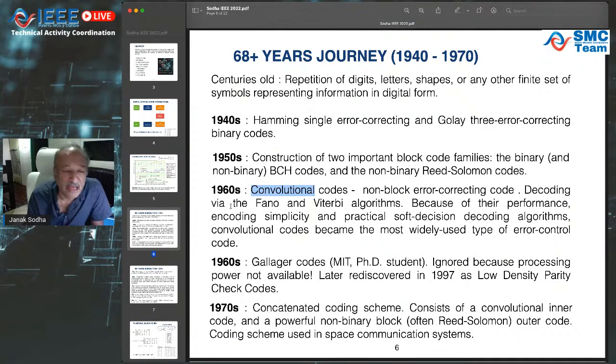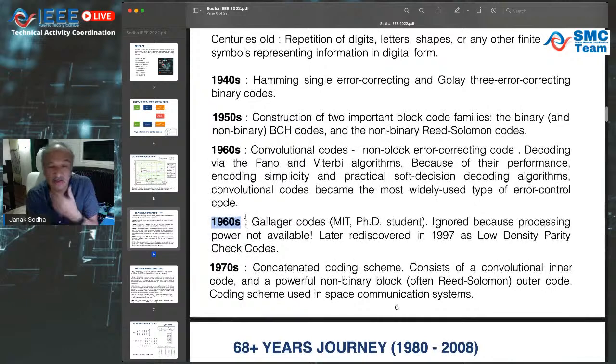Now, on the other side of the coin, in the 1960s, something wonderful happened. Gallagher, a PhD student at MIT, came up with codes which were block codes, not convolutional codes, Gallagher codes as he called them. They were largely ignored because of the processing power that was not available in the 1960s. What is truly amazing is that they were later rediscovered in 1997. Just look at the gap, 1960s to 1997, as low density parity check codes. Incredibly powerful. They've made their way into the 5G standard, and they are simple and beautiful, and work very well. Our PhD student discovered it in 1960, and we didn't even realize that Shannon's promise had been discovered in the 1960s. So another 30 years went by.